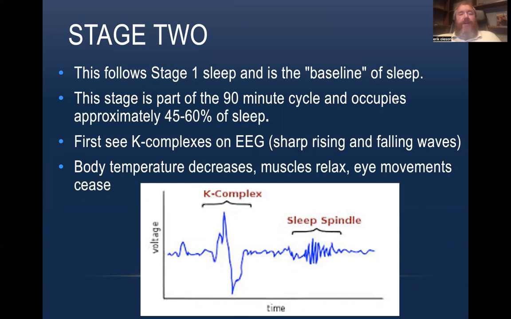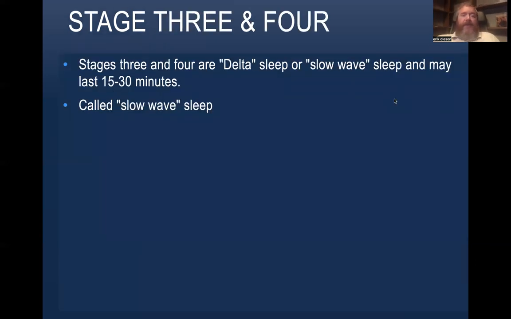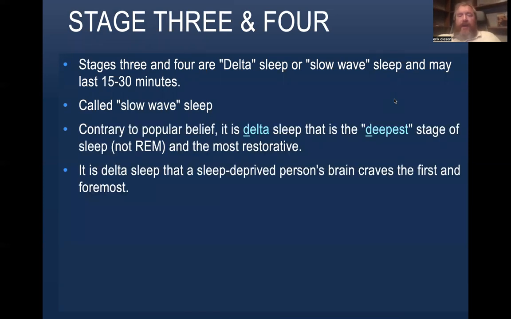This stage is part of the 90-minute cycle and occupies approximately 45 to 60% of sleep. It is during this period that sort of the stamping and the consolidation of memories in the hippocampus is thought to occur. Body temperature also decreases, muscles relax, and eye movements cease to occur. Stage 3 and 4 are delta sleep or slow wave sleep and last 15 to 30 minutes.